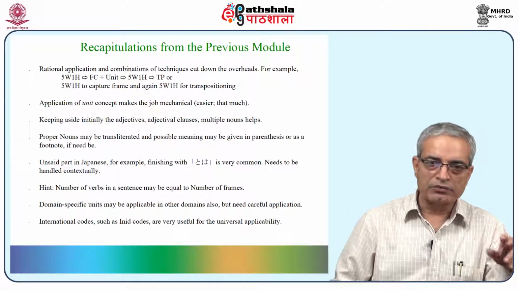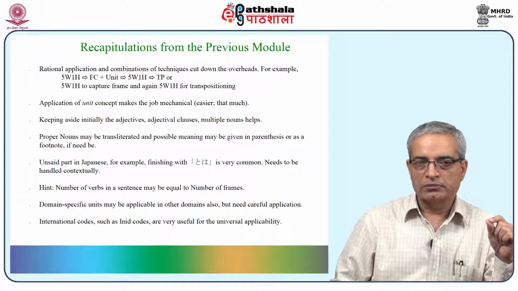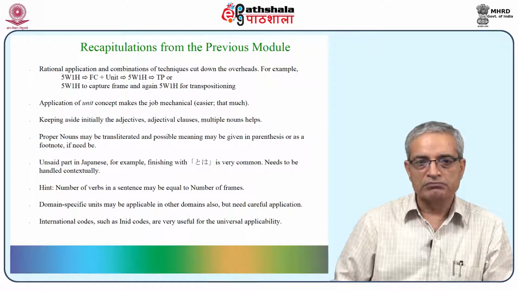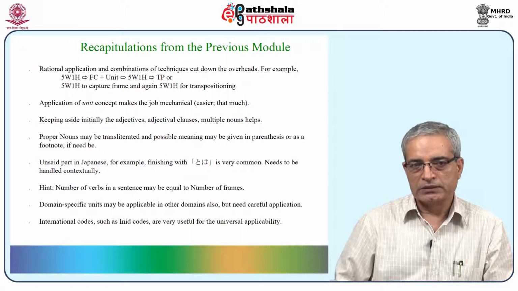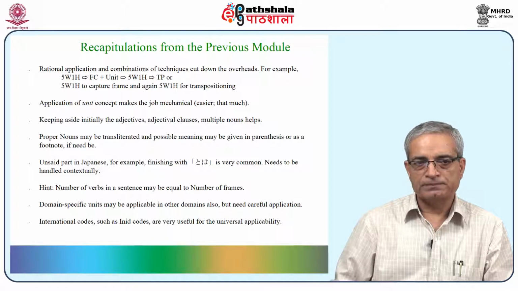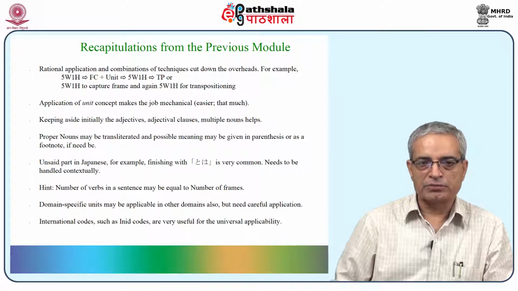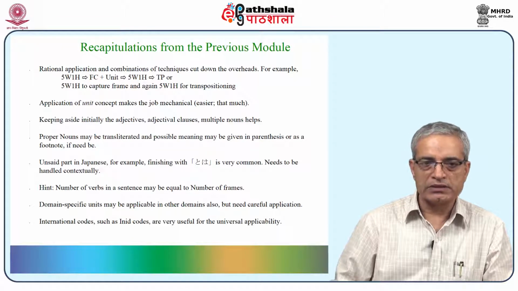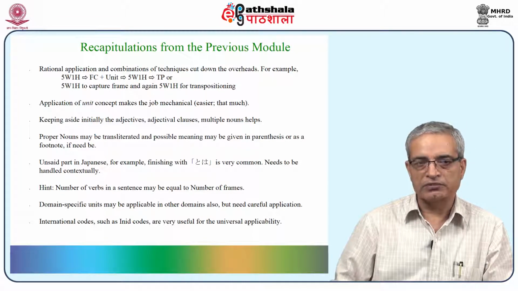Let me recapitulate what we have done in the previous module. Number 1 is the rational application and combination of techniques cut down the overheads. For example, if these techniques are applied, one which was tried was 5W1H followed by frame capturing, or using 5W1H to frame capture. Then in addition to that units, again 5W1H and transpositioning. And the more slightly modified or simplified technique is 5W1H applied to capture the frame and again applied for transpositioning.